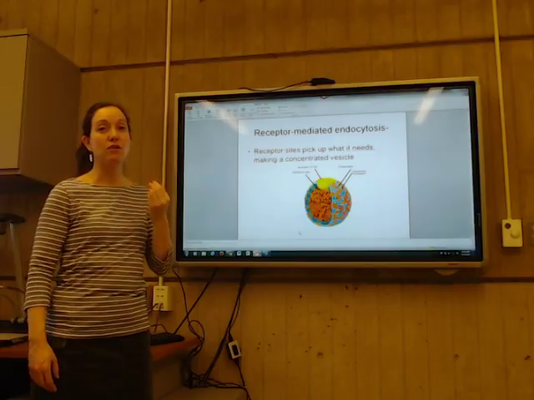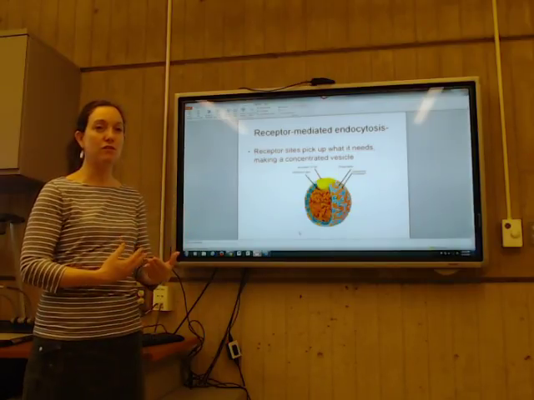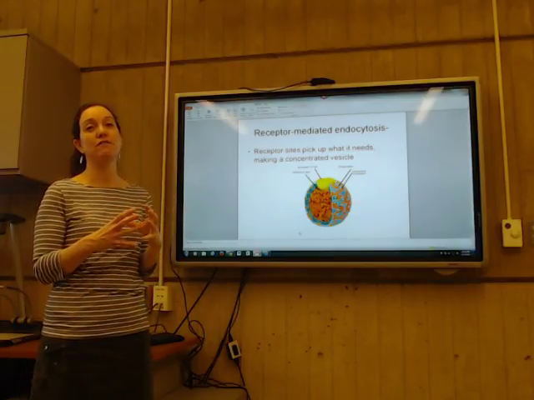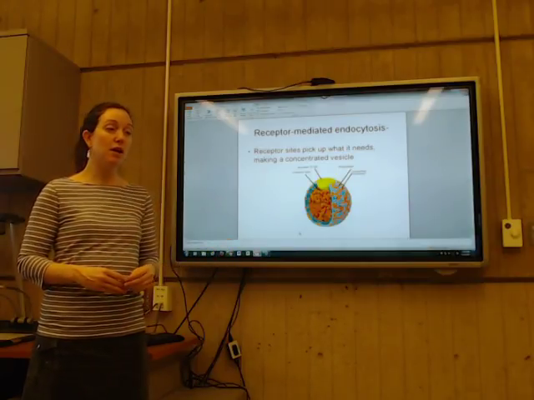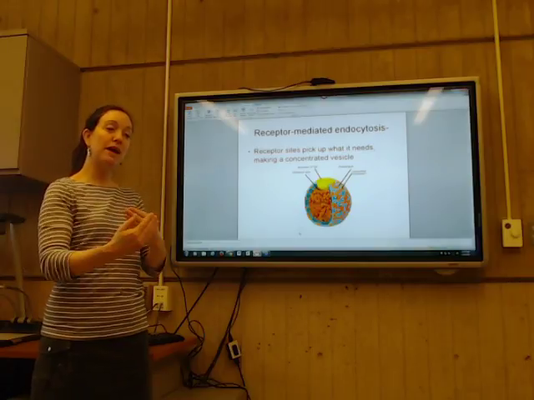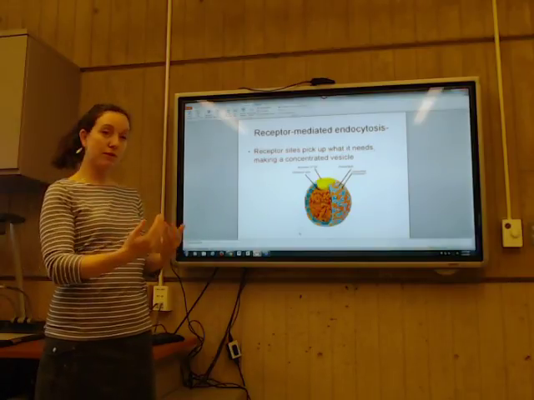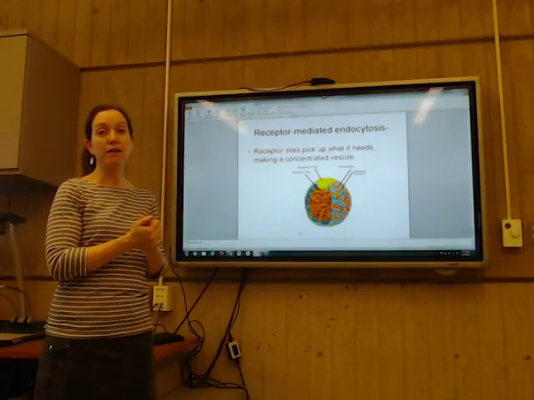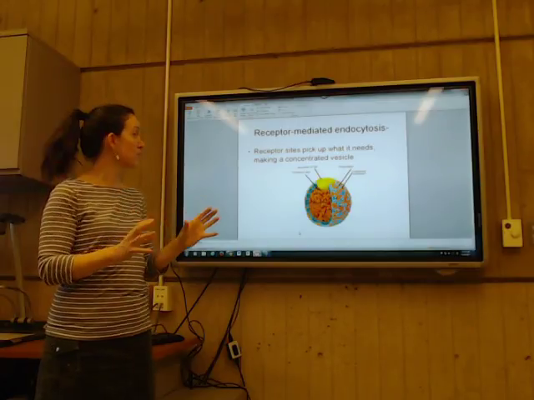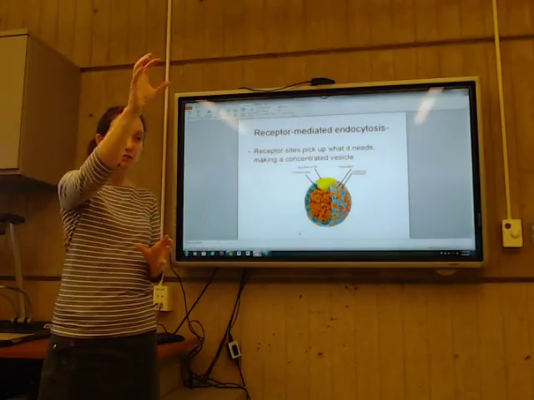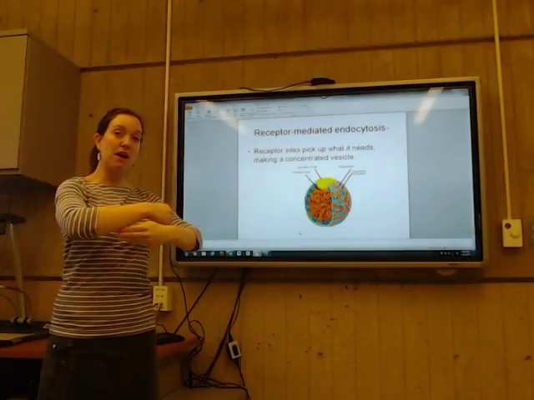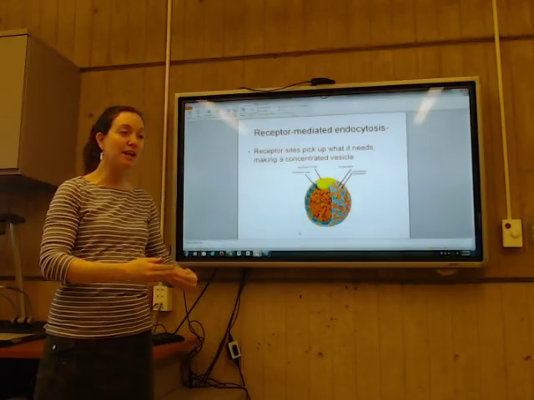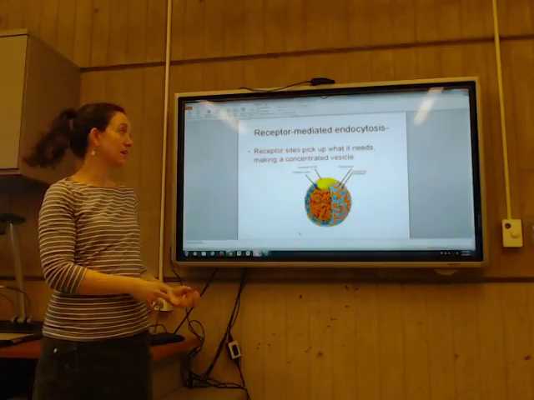Receptor-mediated endocytosis is a type of endocytosis where we form these concentrated vesicles. So there are receptors on the surface of the cell, certain cells, that will pick up only certain molecules. And so these receptor sites can grab the molecules that they need and form a concentrated vesicle, bringing that concentrated substance into the cell.